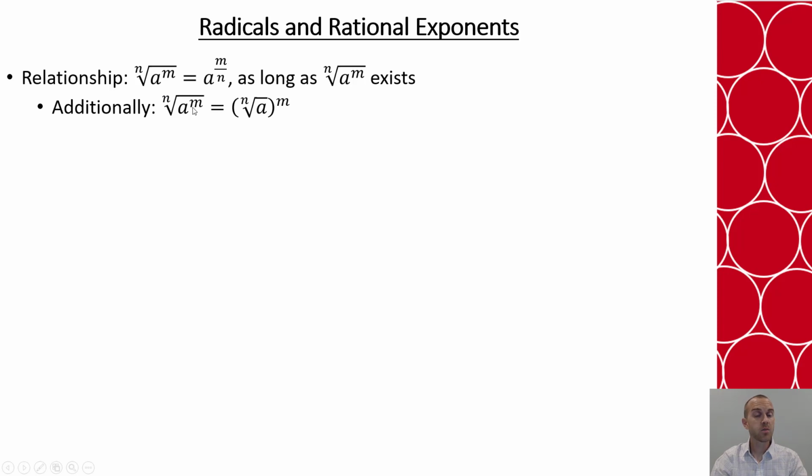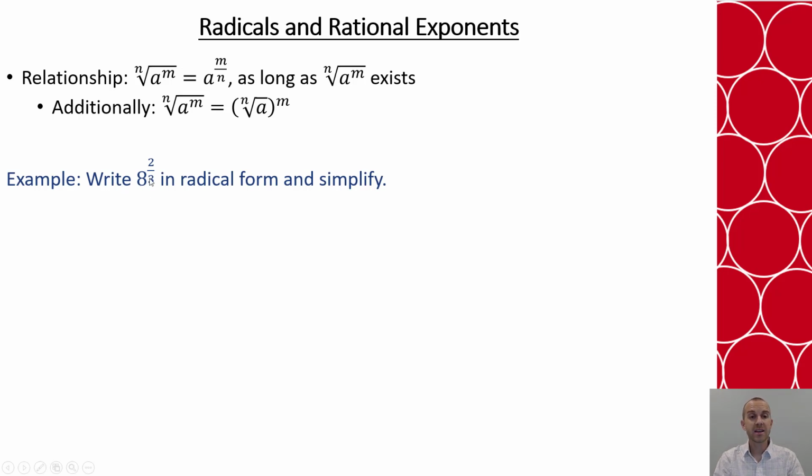Also, I could pull that exponent off of my radicand and say I'm going to take my whole nth root and raise it to the mth power. And that can be helpful depending on the simplification process. Sometimes it may be easier to take the root and then raise it to the exponent. So let's look at an example.